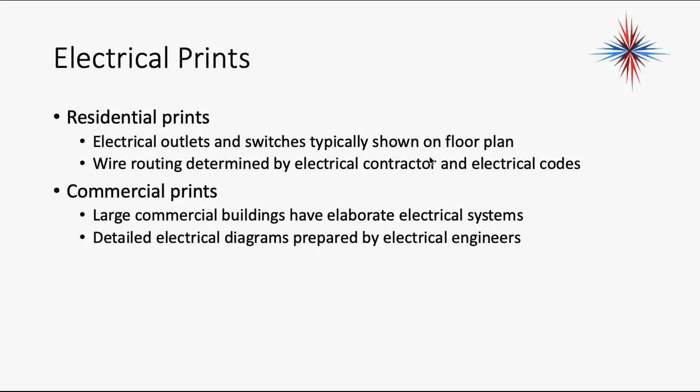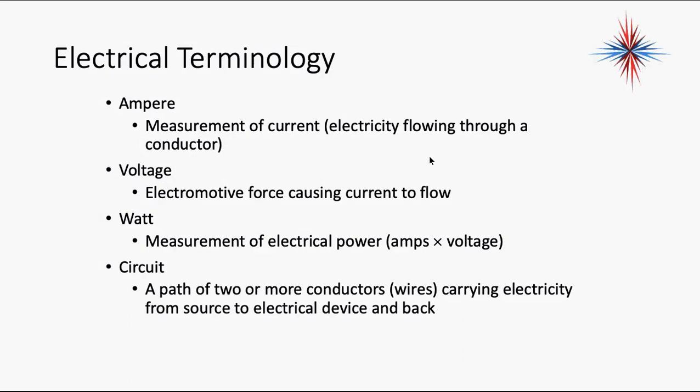Commercial prints are much more detailed in how electrical supplies are run. It tells you exactly where in the ceiling, where in the attic, or where above those ceilings electrical has to be run. It's detailed electrical diagrams prepared mostly by electrical engineers. The contractor does not have much of a say in any commercial prints, whereas with residential, the contractor does have a lot of say in how things are run.